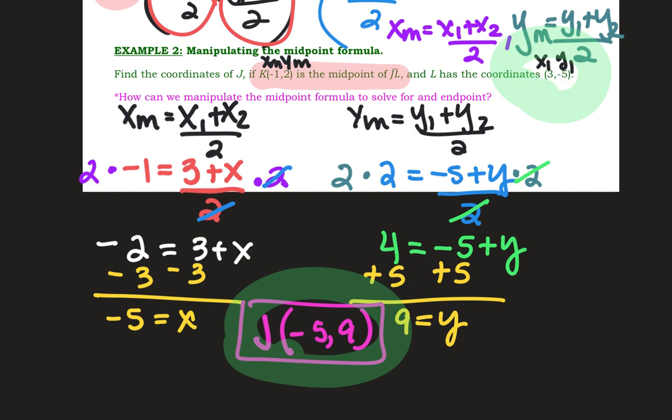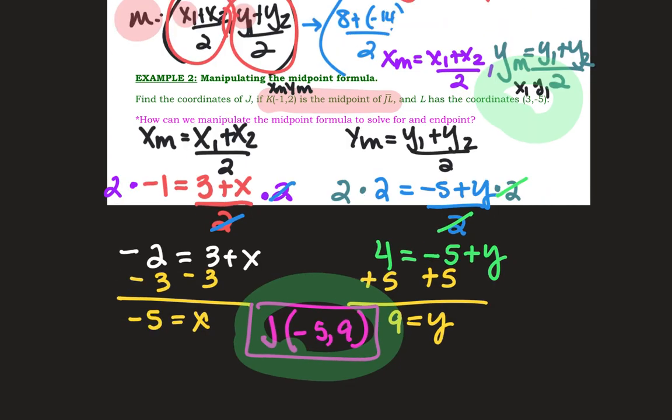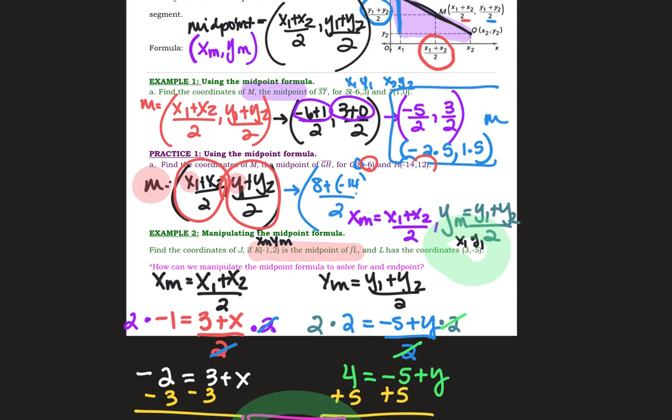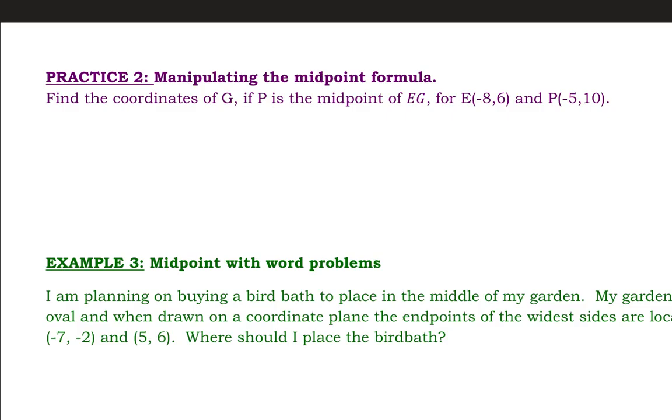All right, I'm going to leave this up. If you want to, or if you can, flip over. I'm going to have you try one of these without me. Okay, so it says find the coordinates of G if P is the midpoint of E to G, for E is at -8, 6, and P is at -5, 10. So my first question is, what is your midpoint?